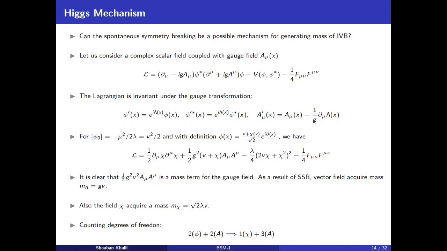And in fact, the degrees of freedom count is now consistent: 2 from phi, 2 from A before symmetry breaking, 1 chi, and 3 A's after symmetry breaking. Okay, so the degrees of freedom are fine, and this is the mechanism we learned to use to break the symmetry and generate mass.